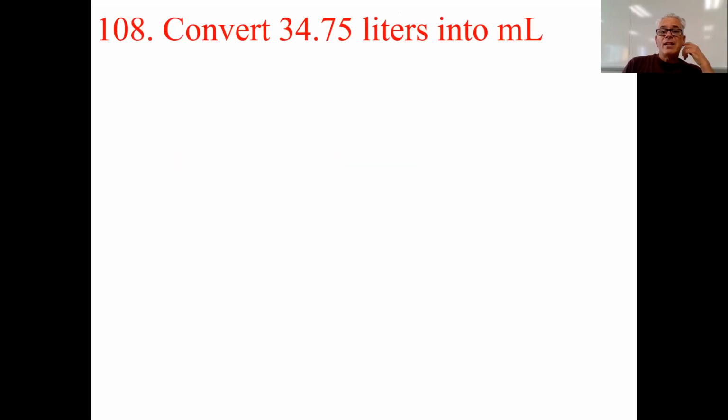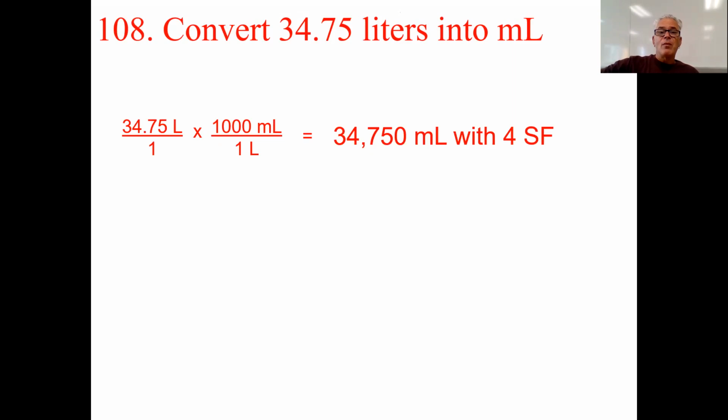Now we got to convert liters into milliliters. Milli. You have to remember that that means 1,000. There's going to be 1,000 milliliters in a liter. So our starting point, 34.75 liters over 1. So we remember that the liters are in the numerator. And then we have a conversion factor, and we stick it in there, 1,000 mLs over liter. The liters cancel. Liters in the numerator divided by liters in the denominator equals 1, and we cancel them out. And then we multiply by 1,000 mLs. That's going to give us that big number, 34,750 milliliters, and that has 4 significant figures.